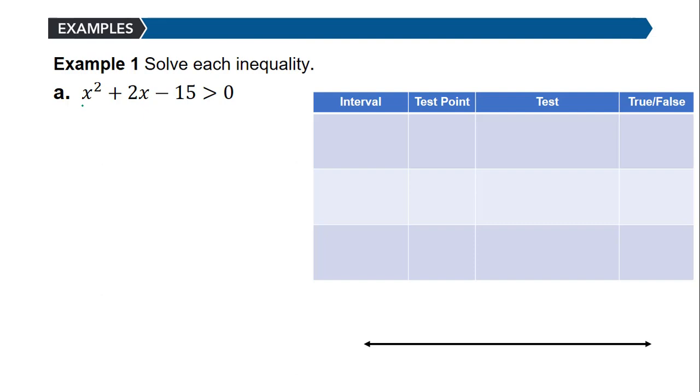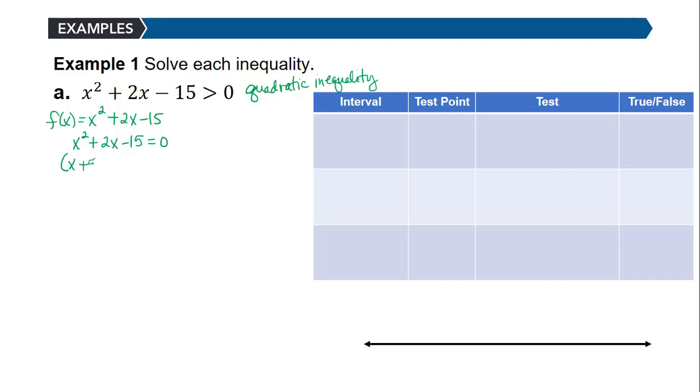The first one is x squared plus 2x minus 15 is greater than 0. So this is a quadratic or polynomial inequality. And here I want to first find the zeros of this function. So if we think about f of x is equal to x squared plus 2x minus 15, I'm going to solve where x squared plus 2x minus 15 is equal to 0. We can do that by factoring.